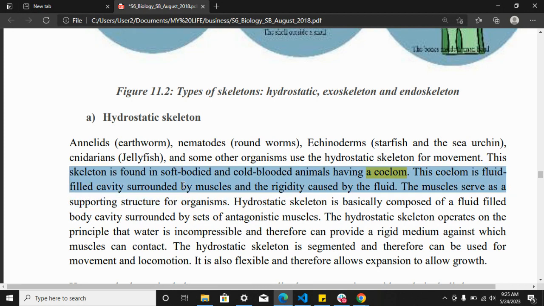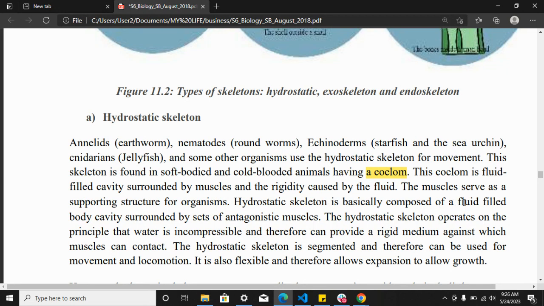Fluid cavity iba surrounded with muscles, hanyuma ibi bitume the organism iba rigid. You can see how umunyorogoto ukomeye on the outside nta gufwa ufitemo. Okay, si ukomeye cyane ariko urafasha kuba rigid. There is no bone inside, there is no cartilage, ariko there is fluid. Now yumvishe ijambo hydro, tubyumva like water. So rero the muscles serve as the supporting structure of the organism.